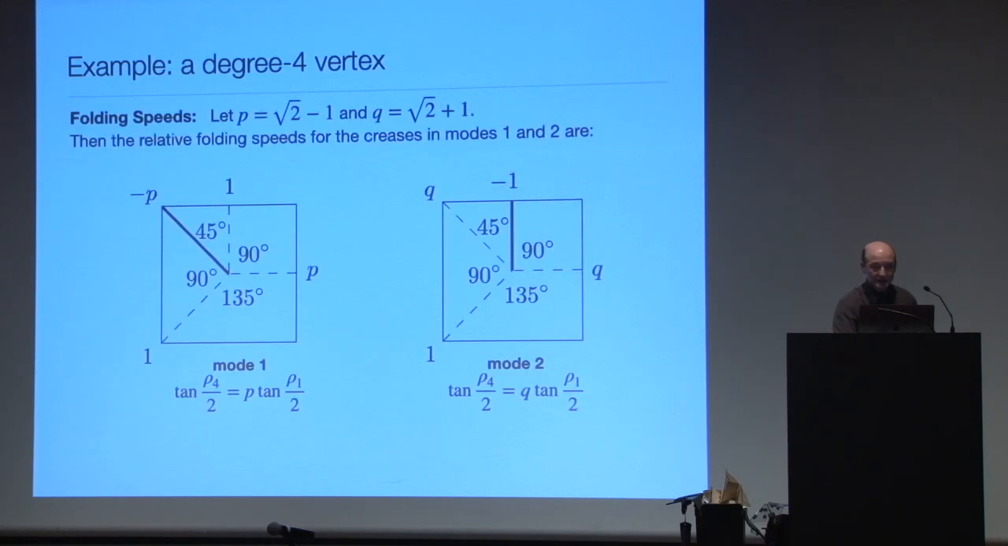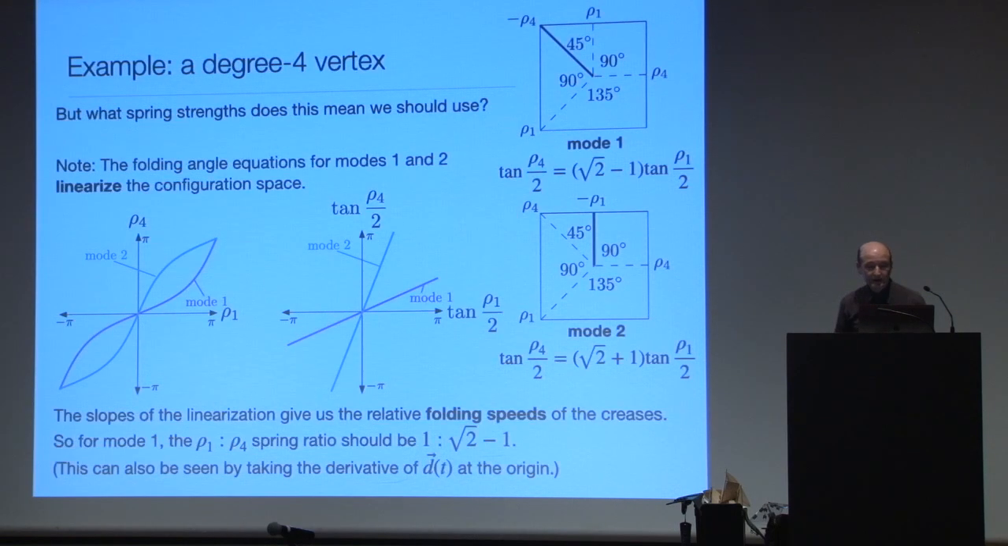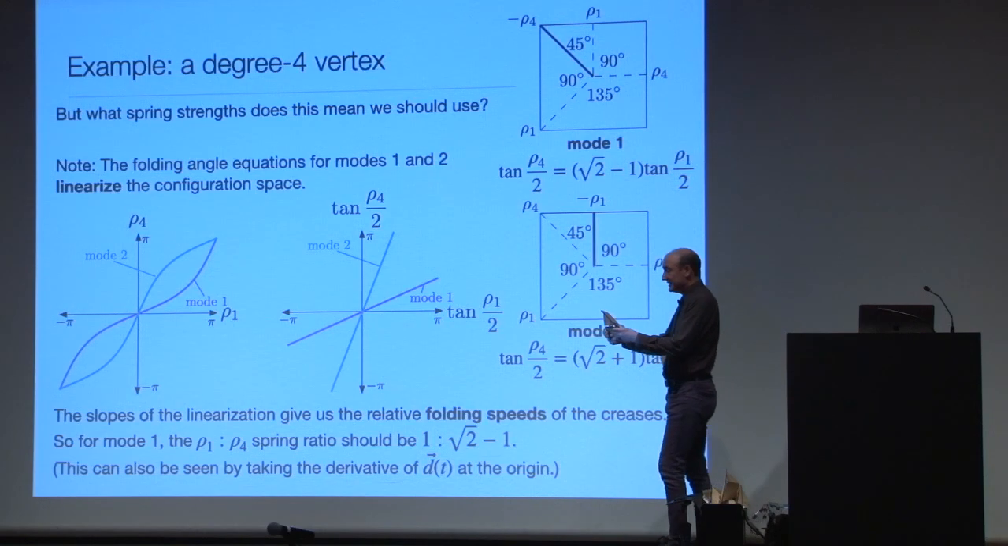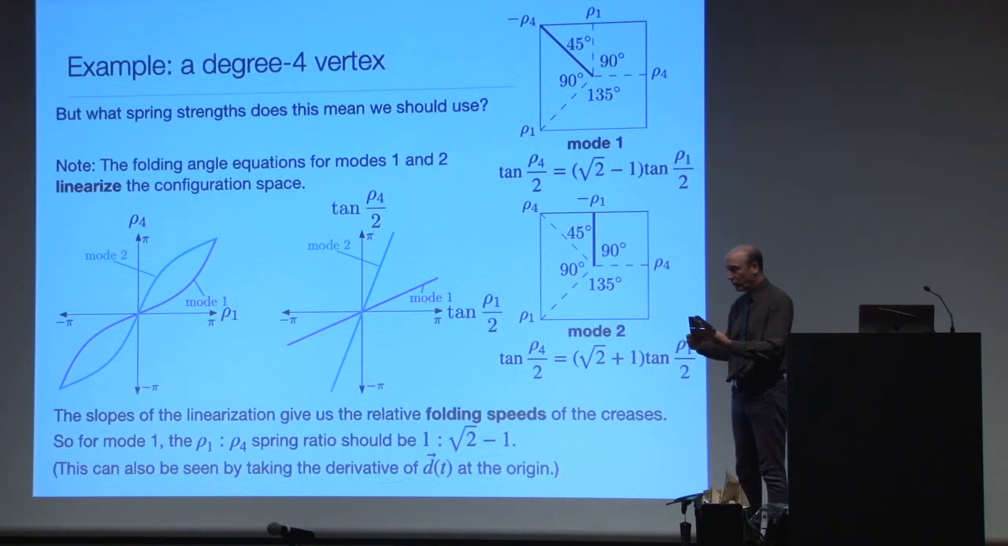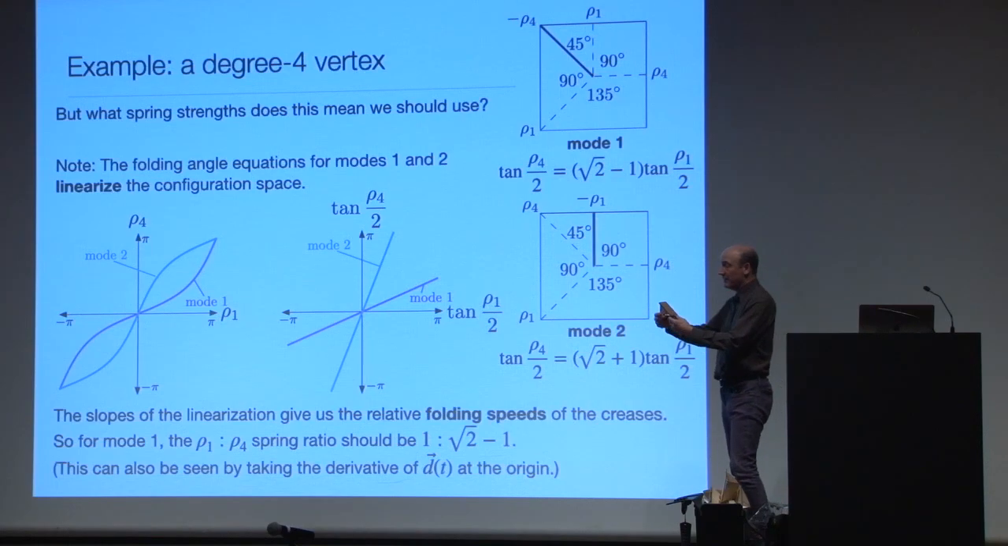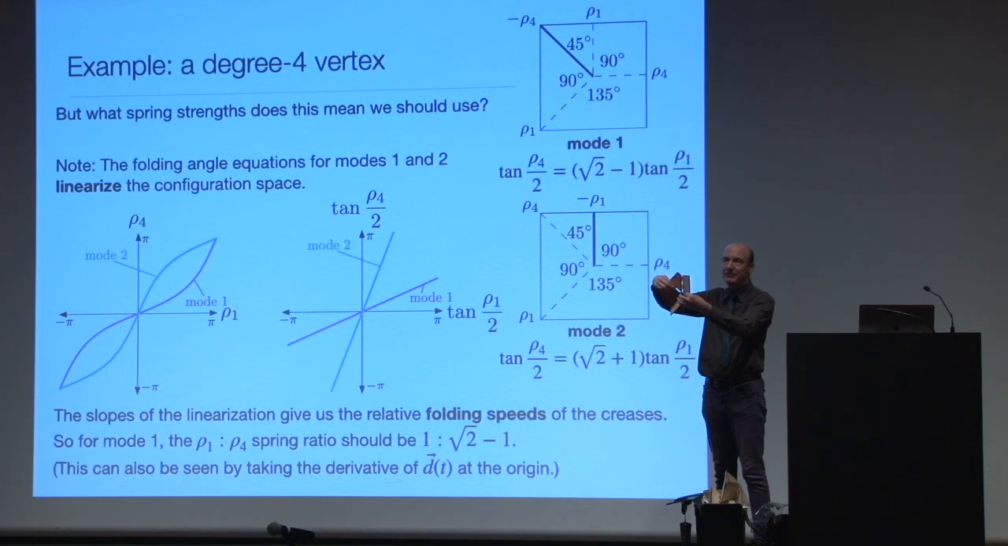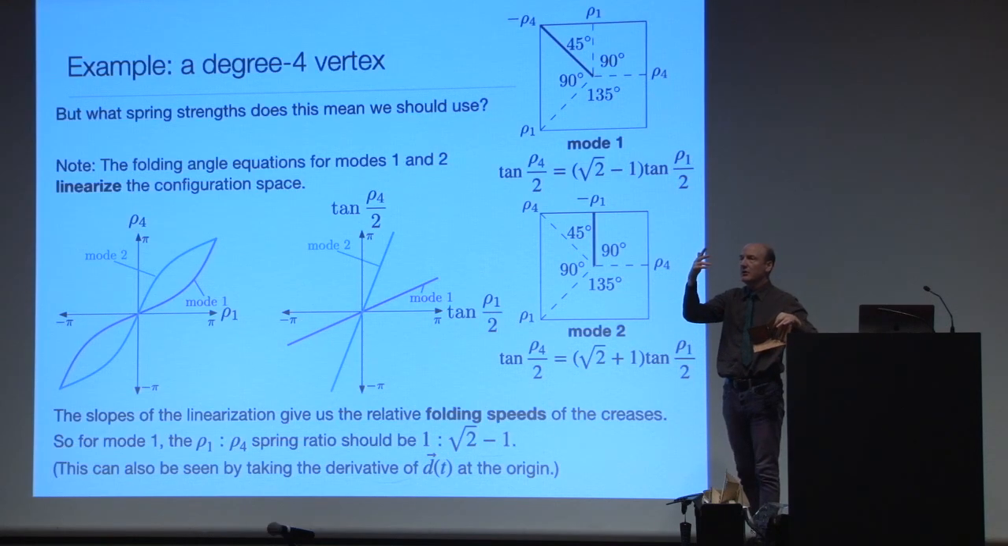Do I have that on the next slide? Not quite. Or maybe I do. No, I do. There. So let me go back to here. So what that means is that for this, ideally, I would want the pair that are mountain and valley opposite each other to be 1. No, that's not right. I'd want the ratio between the mountain-valley pair and the valley-valley pair to be 1 to 0.414.